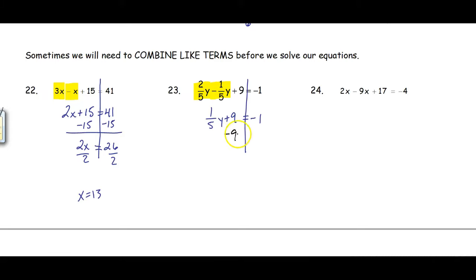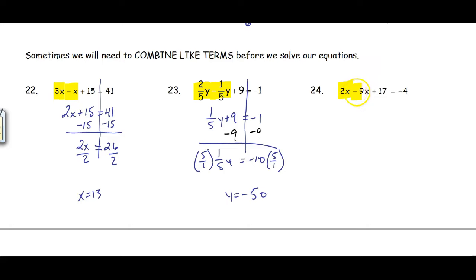So you have minus 9 on both sides now. So you're left with 1/5 y equals negative 10. So then you're going to go ahead and multiply by the reciprocal. So you get y equals negative 50. Let's try one more before you try a couple on your own.